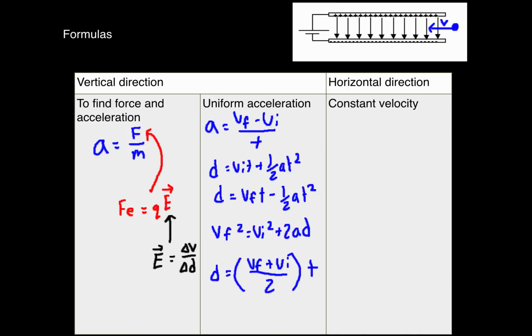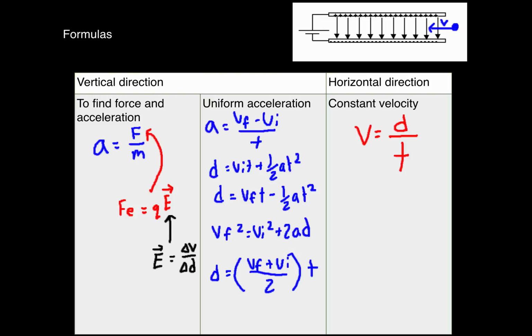In the horizontal direction, we have constant velocity. The velocity remains the same because there are no forces in the horizontal direction to change the velocity of the particle. When you have constant velocity, you can use the formula V equals D over T.